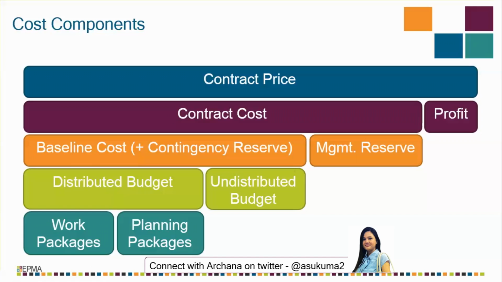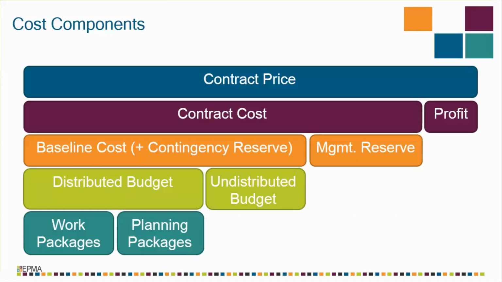Now let us see the cost component model. A contract price primarily includes two components, that is, the contract cost and the profit. Contract cost is the labor, raw materials, service, etc., which is associated with the project. A profit could be a fixed one or a variable one based on the organization. A contract cost, in turn, has two main components, that is, the baseline cost and the management reserve. A baseline cost is basically the estimated cost based on the work packages in a WBS structure.